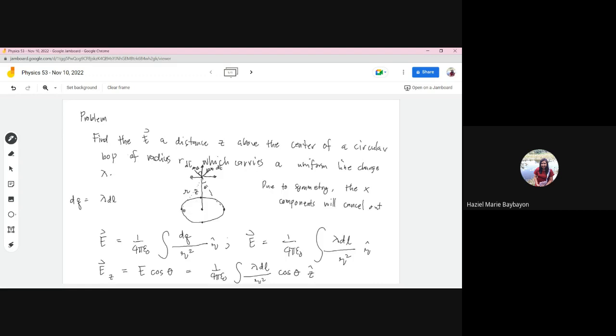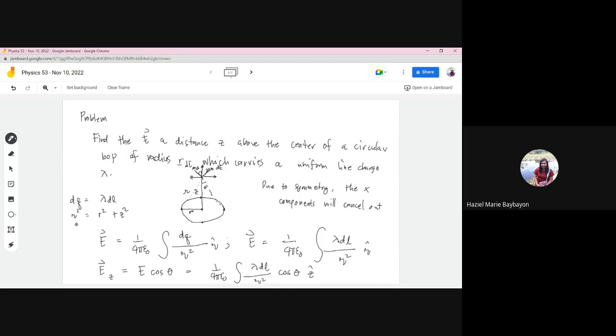Therefore, as you can see from the figure, this is the radius of the circular loop, and it is said that the radius is equal to r. And then this one is z. So therefore, r squared is equal to r squared plus z squared. Correct? By virtue of the Pythagorean theorem.